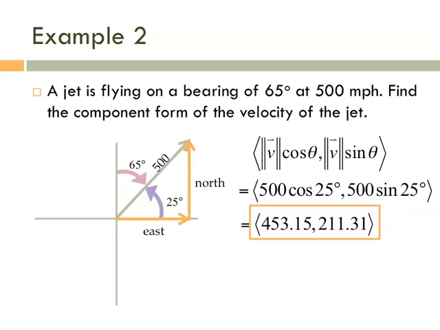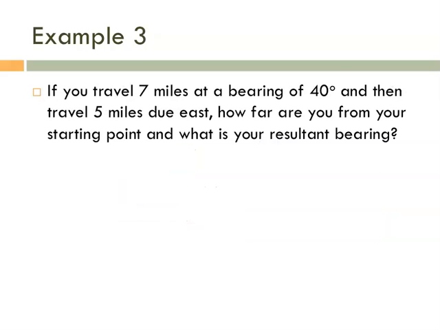All right, let's take a look at the next example, example 3. If you travel 7 miles at a bearing of 40 degrees and then travel 5 miles due east, how far are you from your starting point and what is your resultant bearing?